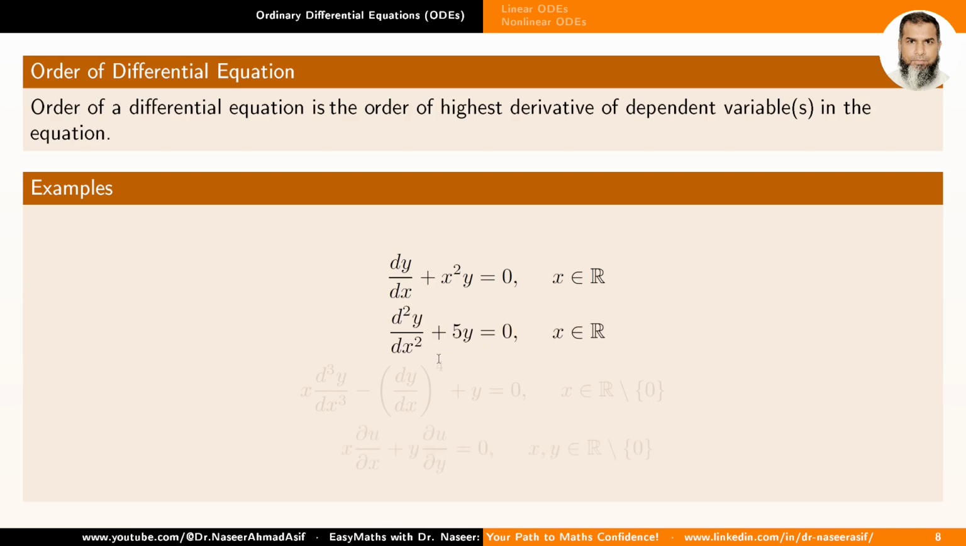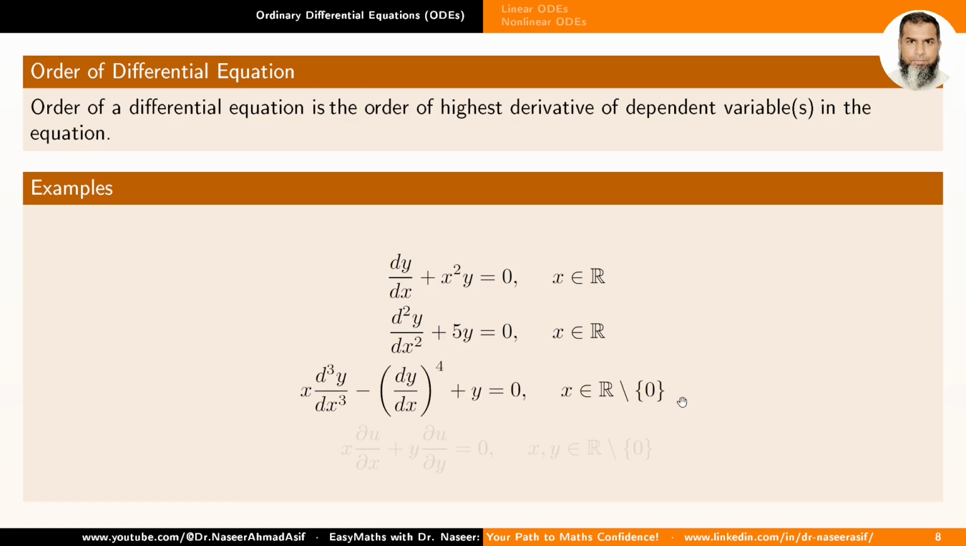Also, this is a differential equation. This is d2y by dx square plus y is equal to 0, with s belongs to R. This equation has two variables x and y. This is the second derivative of y with respect to x. This is y. So the highest order of derivative of the dependent variable y is 2. So this is a second order differential equation.